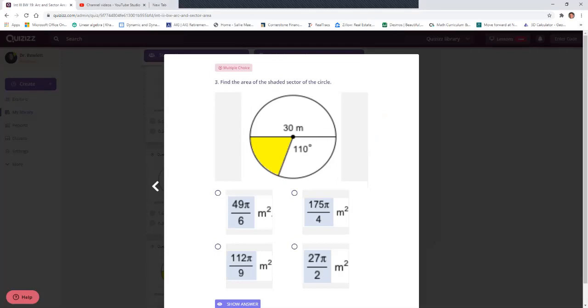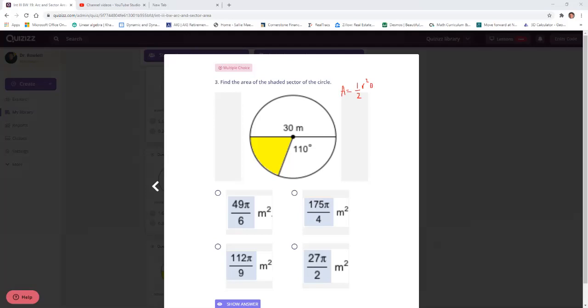Okay, problem number 3, find the area of the shaded sector. So we've done arc length. Now we're going to look at the area of a sector, and we have to use the area formula. It looks a lot like the area of a triangle. Remember, a triangle's area is 1/2 base times the height, but we do 1/2 of r squared. We're squaring because it's an area problem, and it's 1/2 of r squared theta.